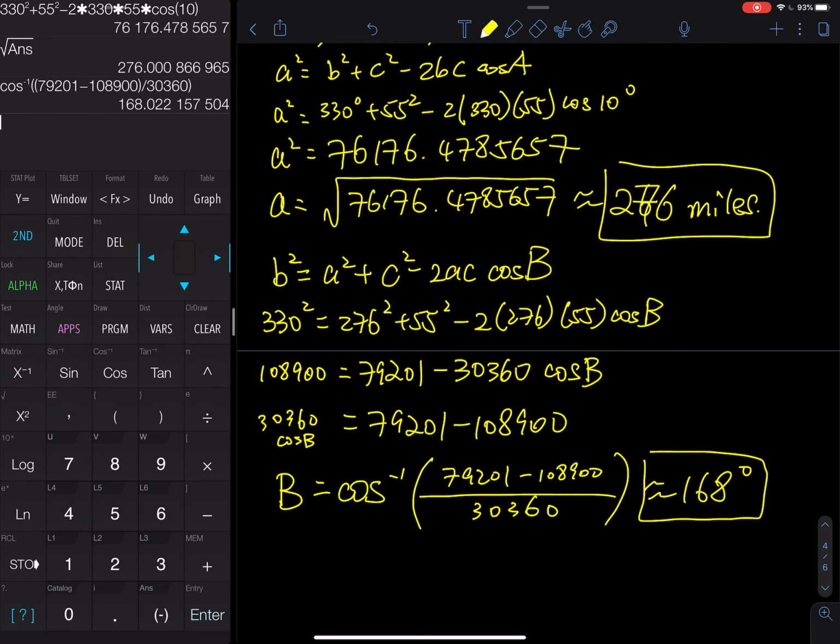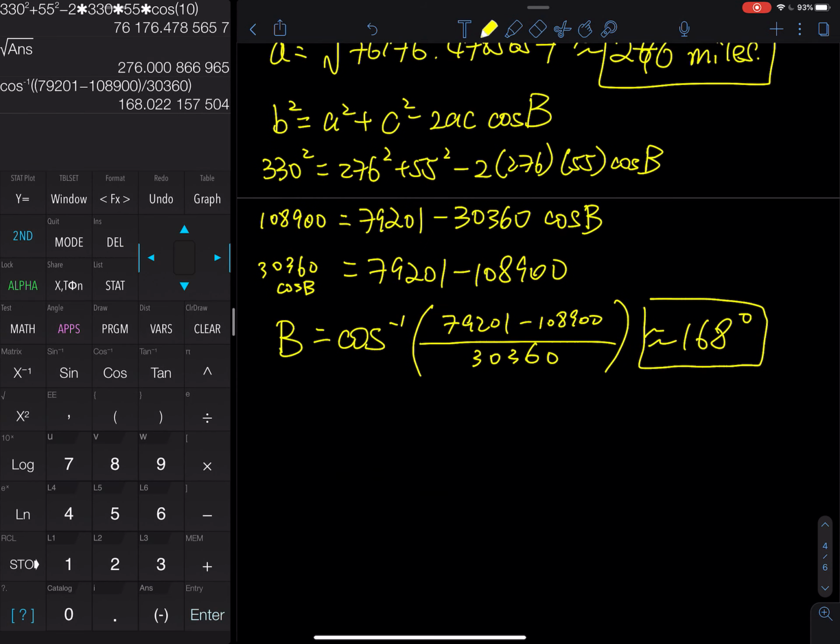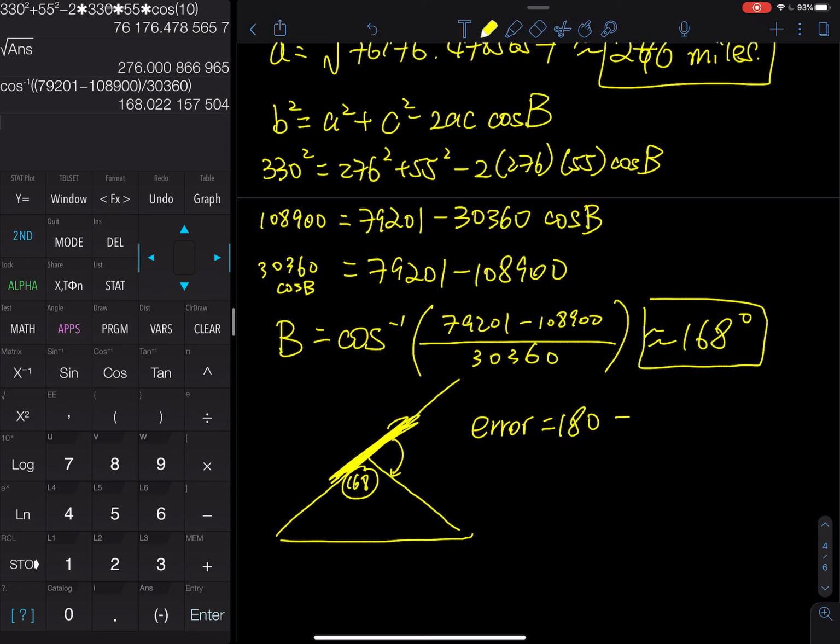And then what about the error? So this is what we have. We have a triangle right here. This is 168, and then this is a straight line. So the 168 plus this is a straight line, right? A straight line is 180 degrees. So my error is equal to 180 minus 168. So the error is around 12 degrees. So at this point right now, you have to turn 12 degrees in order to fly to Louisville.